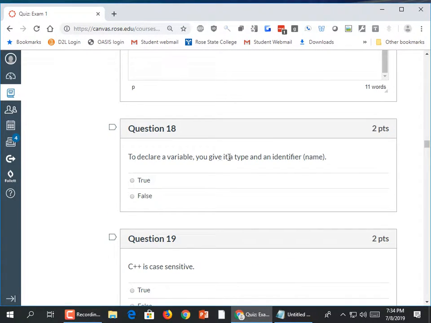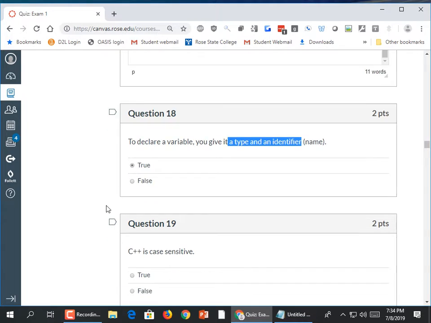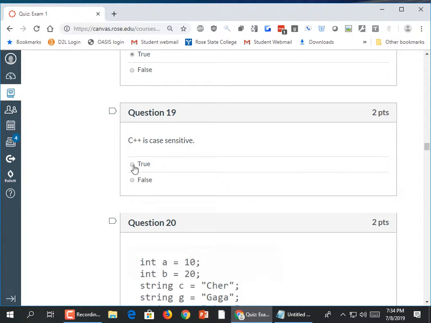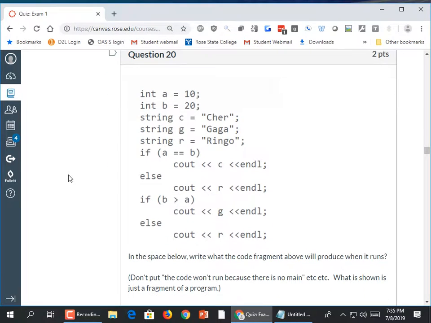To declare a variable, you give it a type and an identifier. Yeah, that's true. int space x, type and identifier. C++ is certainly case sensitive. The statement if x equals 3 will not work if if is written in uppercase letters, or if you don't get the variable's case correct. Now, a lot of people said that this was going to print Gaga. Wait. If A is equal to B. Well, is A equal to B? No, it's not. So it's going to print out Ringo.